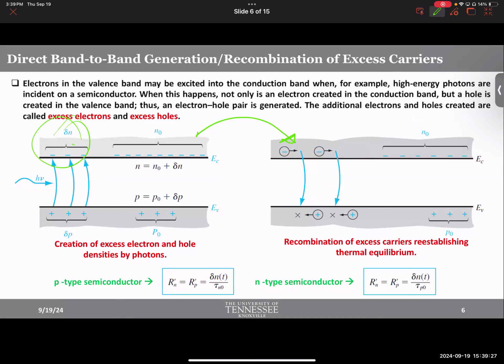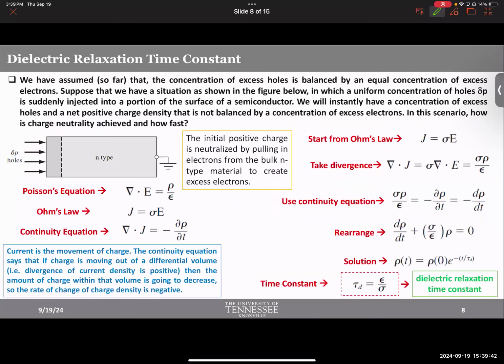So you created excess carriers, electrons and holes. After a while, they will recombine and go back to thermal equilibrium. But there is a time between these two. How long does it take to get to thermal equilibrium after you have created an excess carrier? This is called dielectric relaxation time.